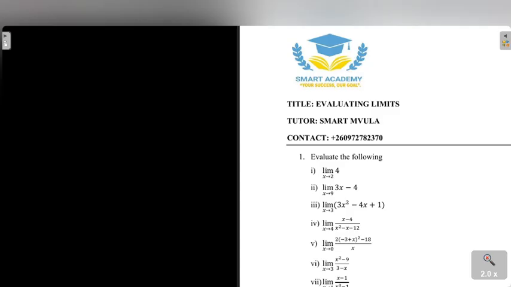Today's task will look at evaluating limits. So we have our first equation, which is number 1, which is saying evaluate the following. For part 1, we have to evaluate the limit of 4 as x approaches 2. The limit of a constant number as x approaches any number is the constant itself. So here we're saying the limit of 4 as x approaches 2 will just be equal to 4. That's one of the properties for limits.